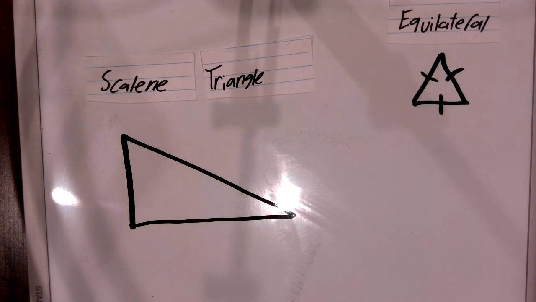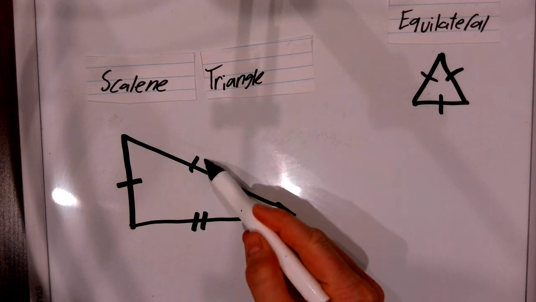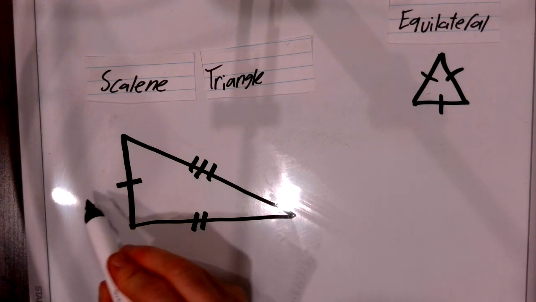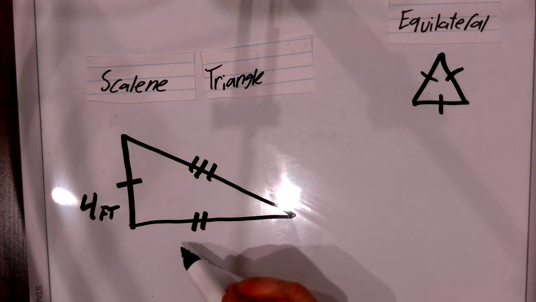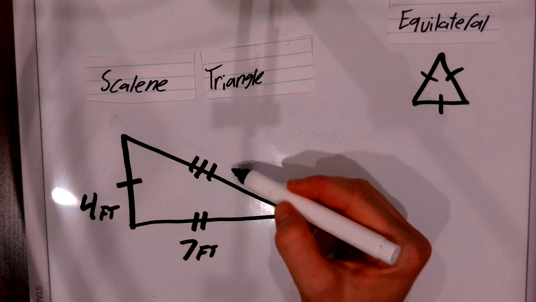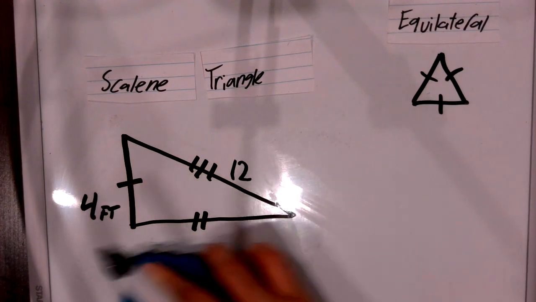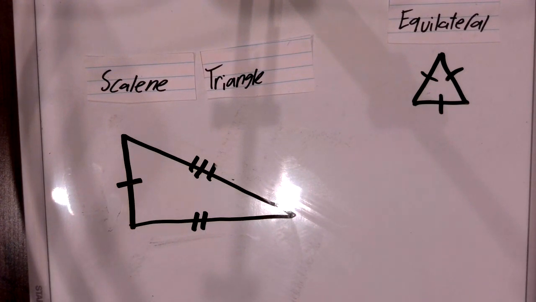A scalene triangle is where all sides are different lengths. So this could be marked. Right, that's one length, that's another length, and that's another length. So all sides have different lengths. If we wanted to put numbers on it, it could be like, okay, that is 4 feet. That is, we'll say 7 feet. And then let's just say that's 12. So all these are different feet. Fix that up, make it nice and pretty.